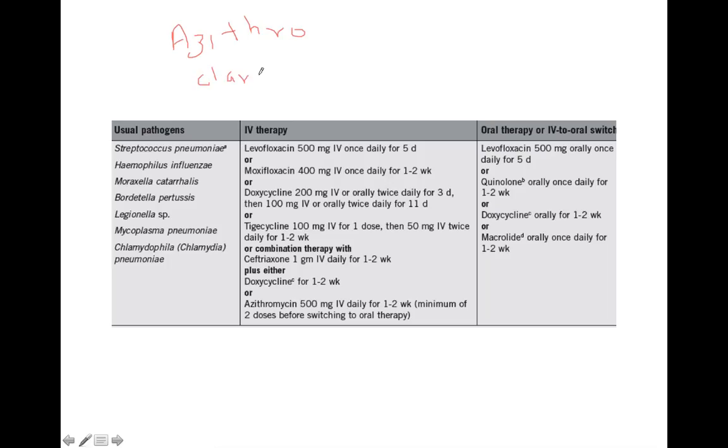Erythromycin is not used because it does not cover H influenzae. So we will not use erythromycin. So mainly these are the respiratory macrolides, if the patient is healthy and the patient has not used antibiotics in the past 3 months.